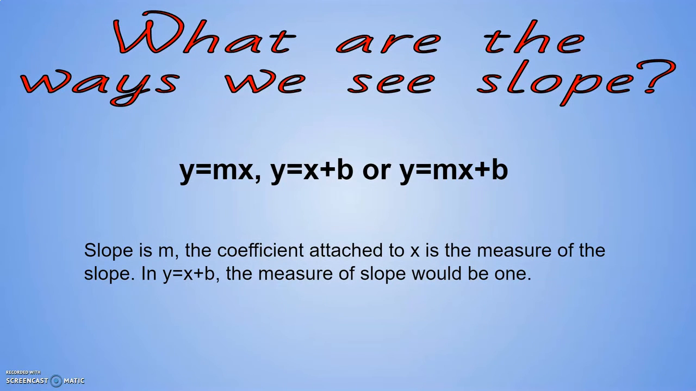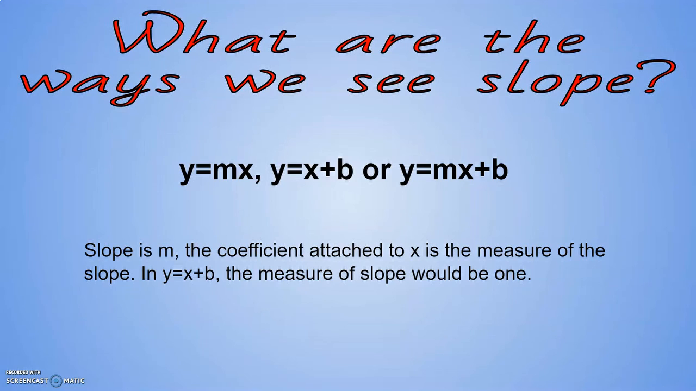So what are the ways we see slope? There are going to be 3 common ways that we will discuss slope. y is equal to mx, y is equal to x plus b, as well as y is equal to mx plus b. Slope is m. Slope is that coefficient that is attached to the x.